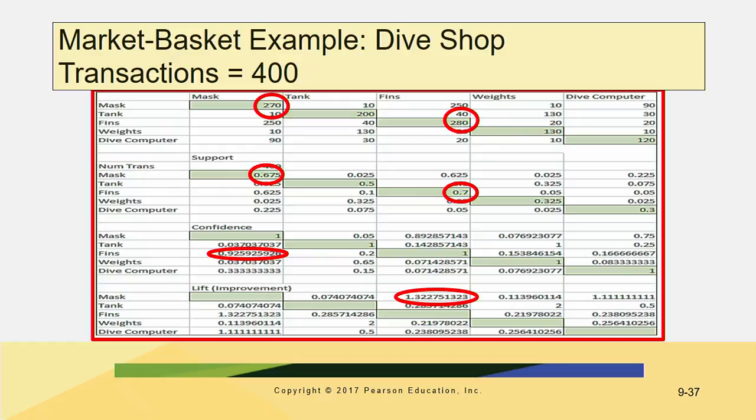So if we look, there's some evidence here that kind of helps us. If you look at this, what sells together a lot? Let's look at the top. What sells together a lot?